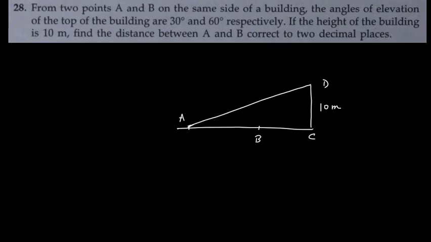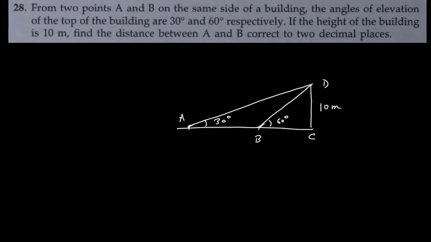So here on the ground there are 2 points A and B, and there is a building of height 10 meter. So see, this CD is the height of the building. Height of building is 10 meter. Now when I see from A and B, the angle made with horizontal is 30 degree and 60 degree. We have to find the distance between A and B. So this AB you have to find out.